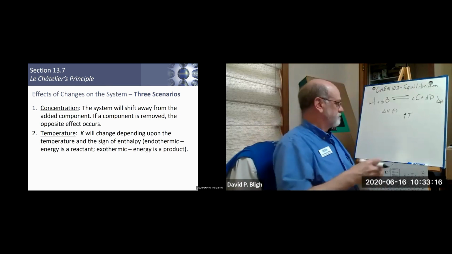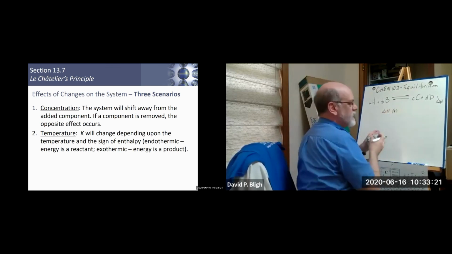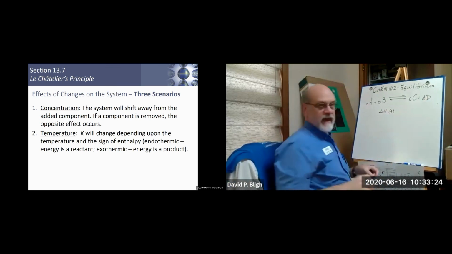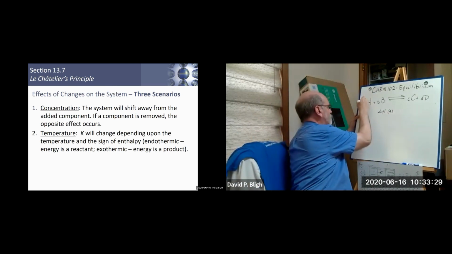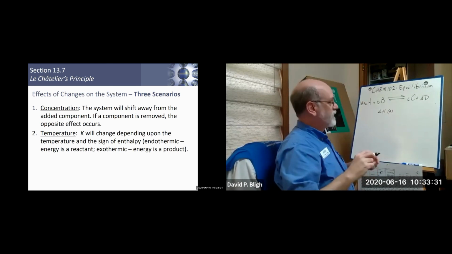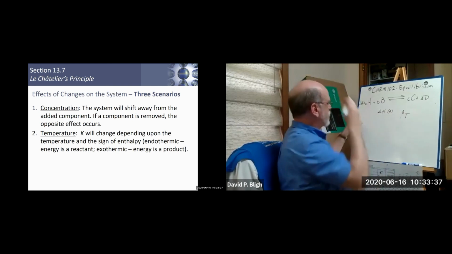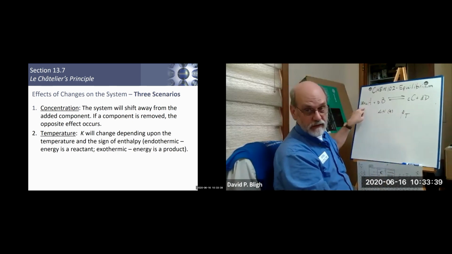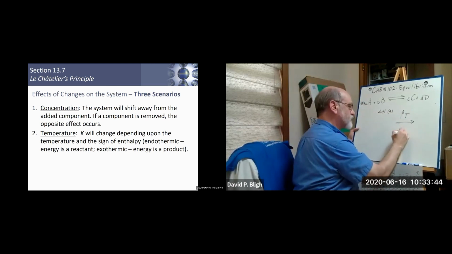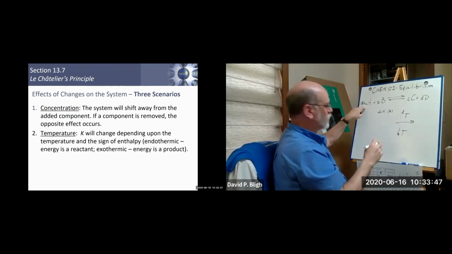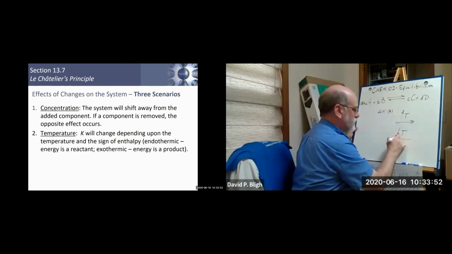Okay? So you probably know where this is going. If it's endothermic, then the heat component becomes a reactant. Okay, so now if you increase temperature, you're adding a reactant, and the shift is to the right. If we decrease the temperature, then you're removing reactant, and we shift back to the left.